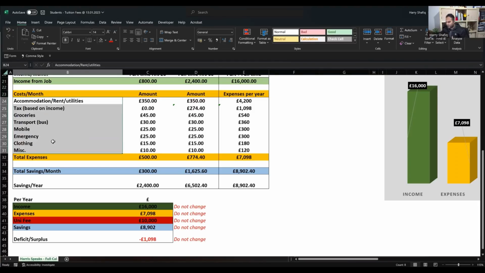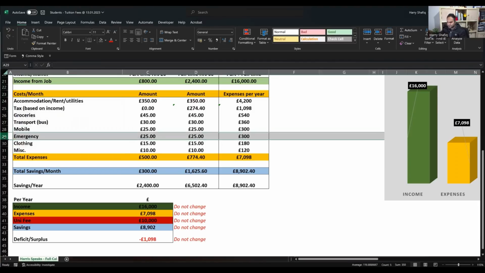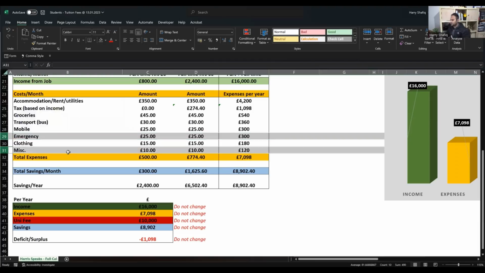I would like to put more emphasis on having an emergency and miscellaneous pot because you never know, there might be things which may pop up and you may have to address those. So always have some sort of emergency fund which you are putting £25 away for, just for unexpected rainy days.